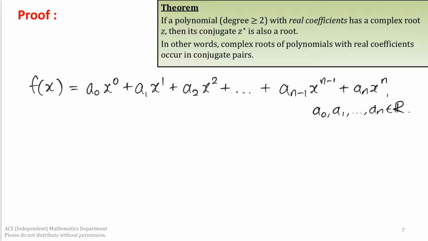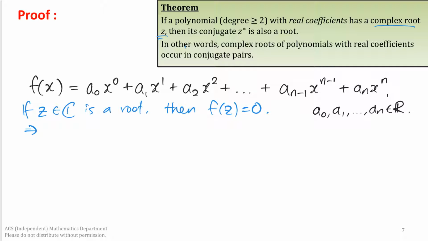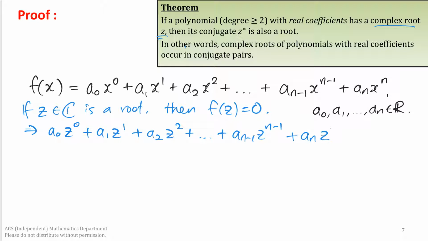So now I'm told that this polynomial has a complex root z. If z is a root, then I would know that f of z equals 0, by the factor theorem. So this means that a0 z to the power of 0 plus a1 z to the power of 1 plus a2 z squared until an minus 1 z to the power of n minus 1 plus an z to the power of n, the whole thing is equal to 0. Now, we want to show that when this happens, its conjugate z star is also a root. This is the same as saying that we need to show that f of z star equals 0.